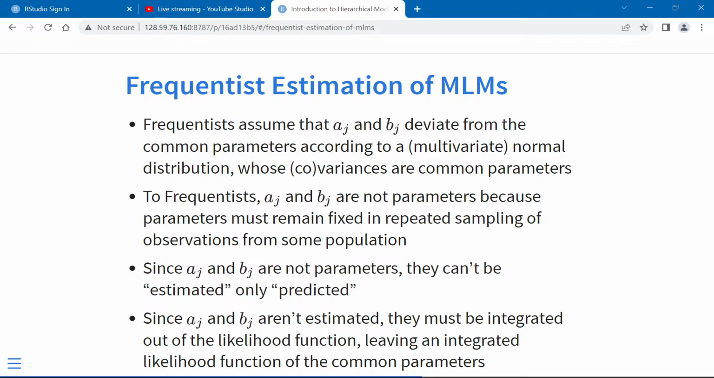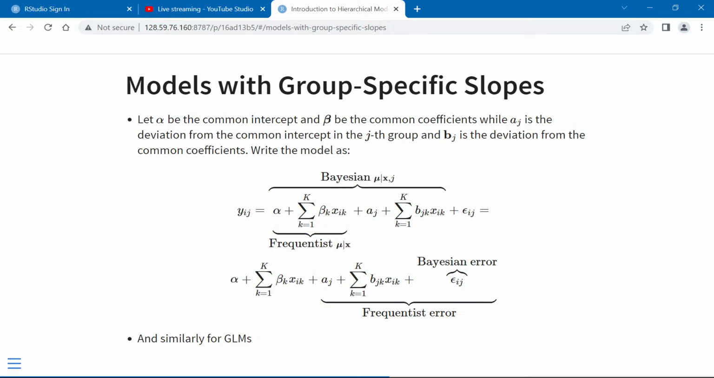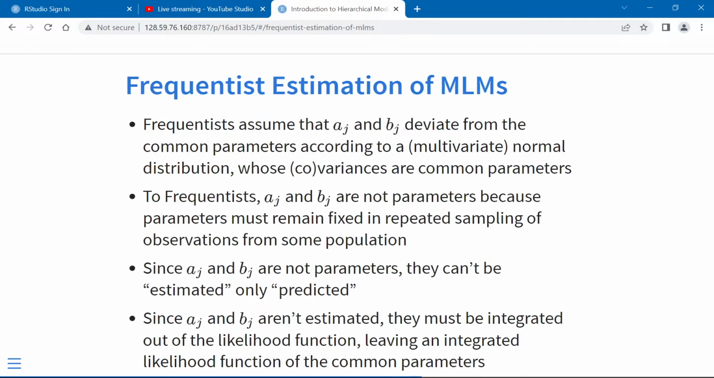But it can be predicted, and this totally flies over the head of all people who are using this, is the frequentist distinction between something that's estimated or something that's predicted. So if you had point estimates of the alpha and the beta, you could back out a prediction for the A's and the B's. But you can't estimate them.